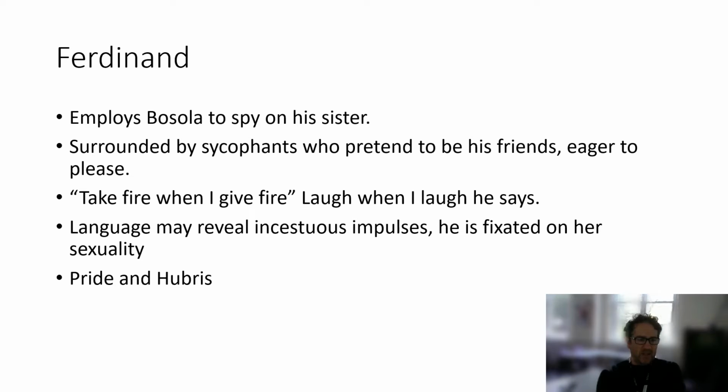Again, this reminds us perhaps of January and Placebo. Language may reveal incestuous impulses. He's fixated on her sexuality. Look at all the times he imagines his sister with her lover. Again, it reminds us of the quote that Delio, I think, says about Ferdinand. He says he has a most perverse and turbulent nature.